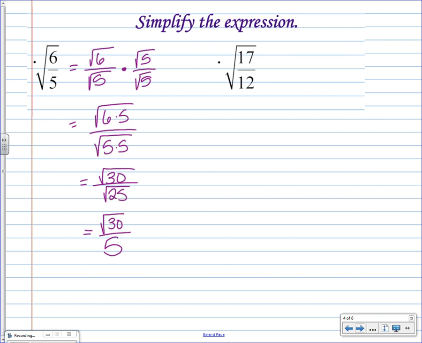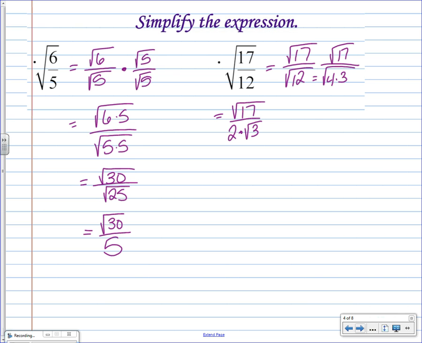Awesome. So we're going to move to the next one, which I have the square root of 17 over the square root of 12. Now 12 does have a perfect square in it, so I'm going to take care of that first. 12 is 4 times 3. Okay, and so we'll come down here, and the square root of 17 is in my numerator. The square root of 4 is 2 times the square root of 3.